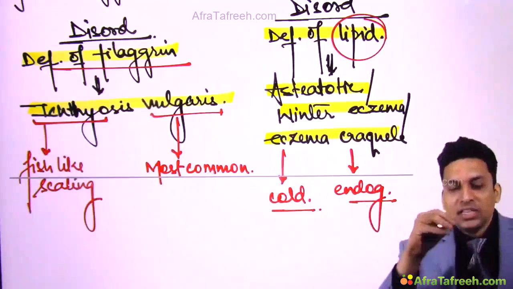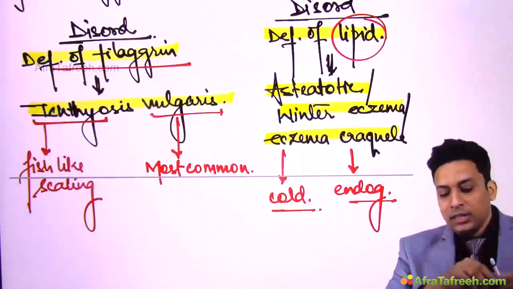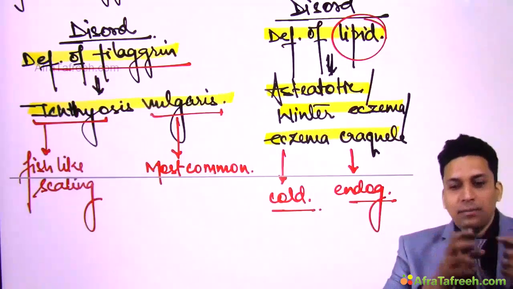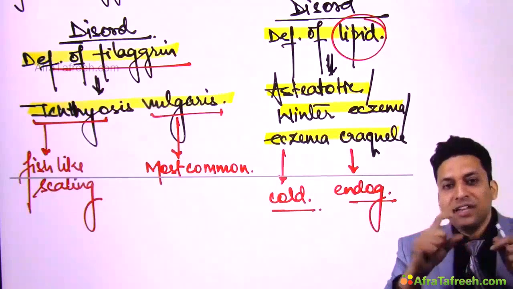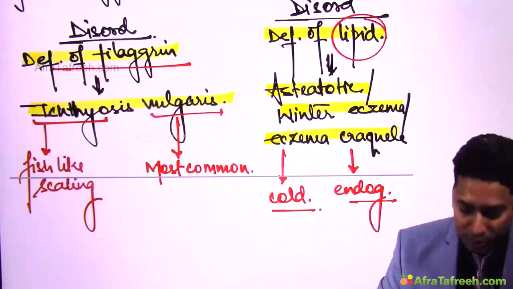So though cold is an aggravating factor, it is a triggering factor, because when there is deficiency of lipid, the skin becomes more dry and cold. But remember that the cause is actually deficiency of lipid. So this is an endogenous type of eczema. Okay, so remember these 2 points.